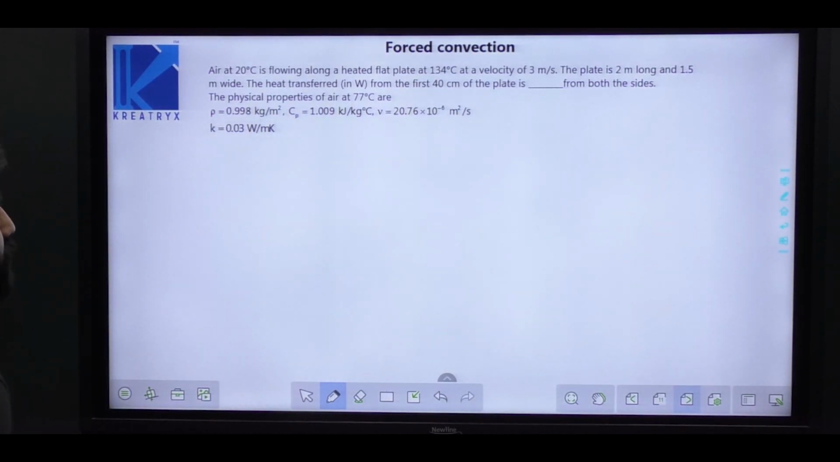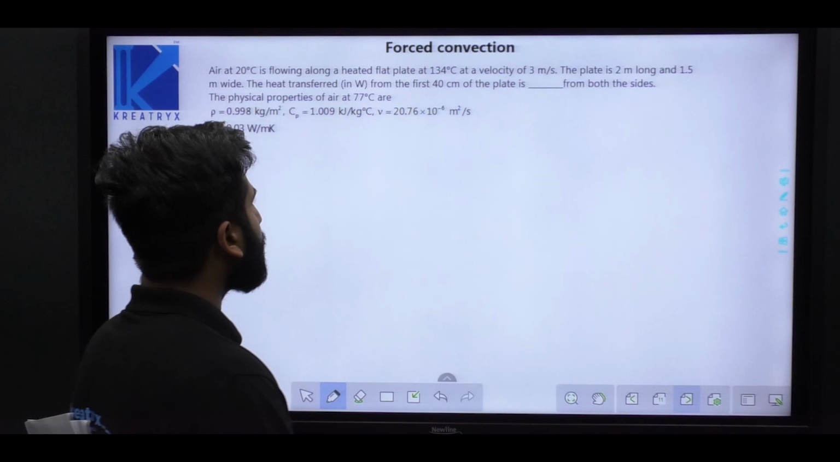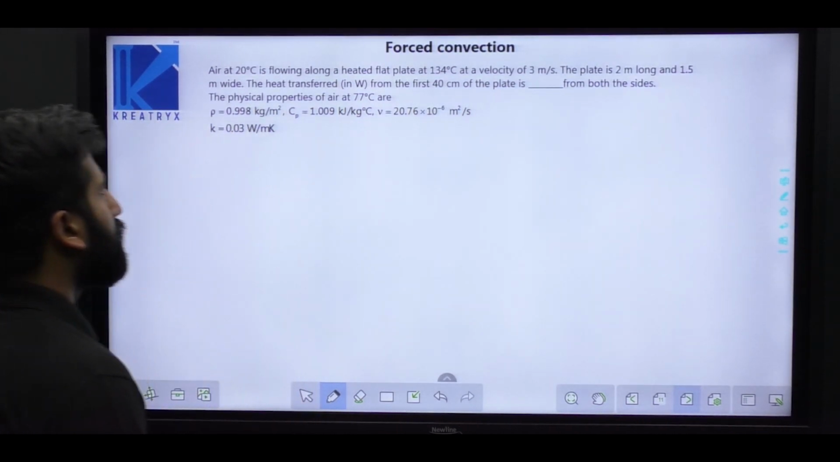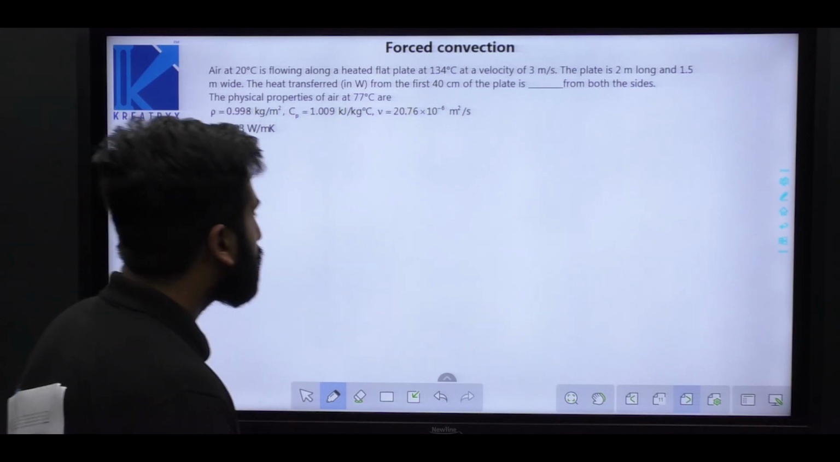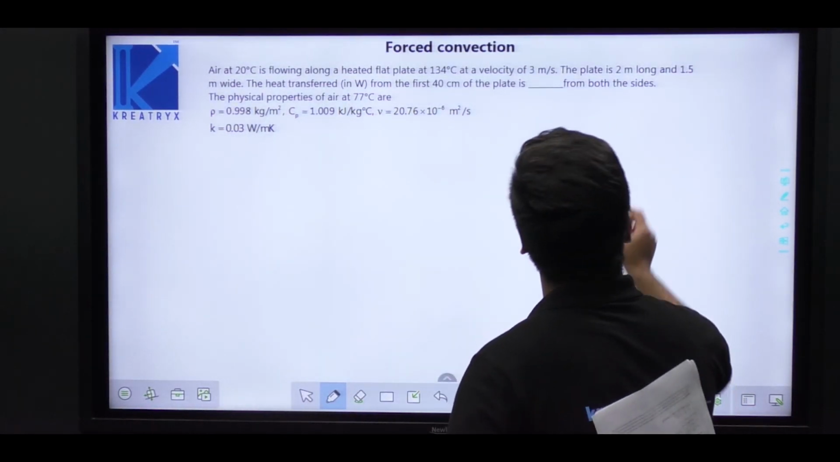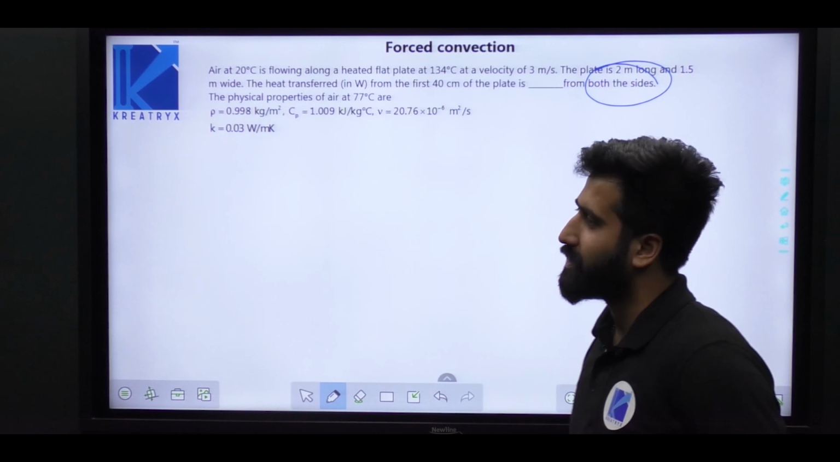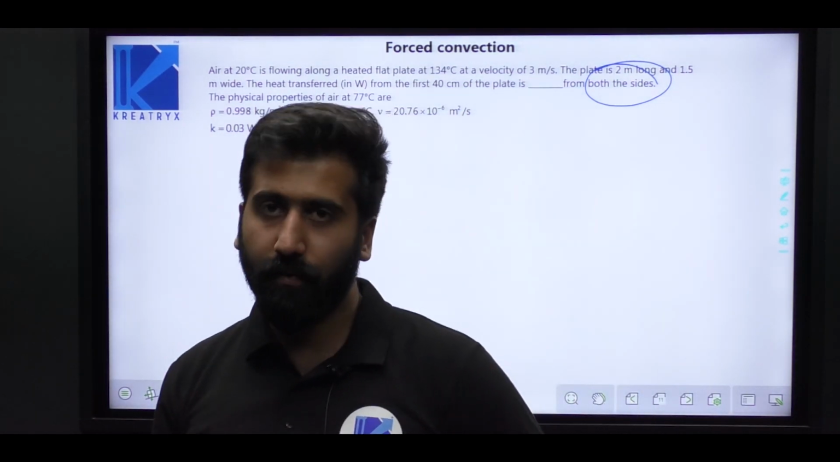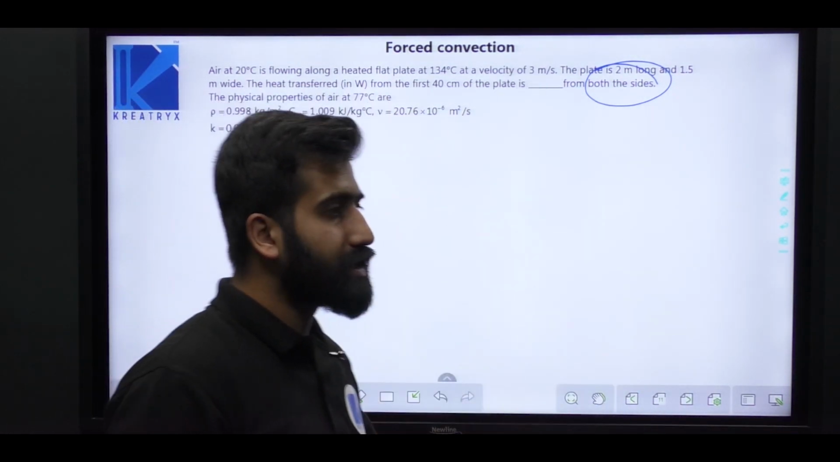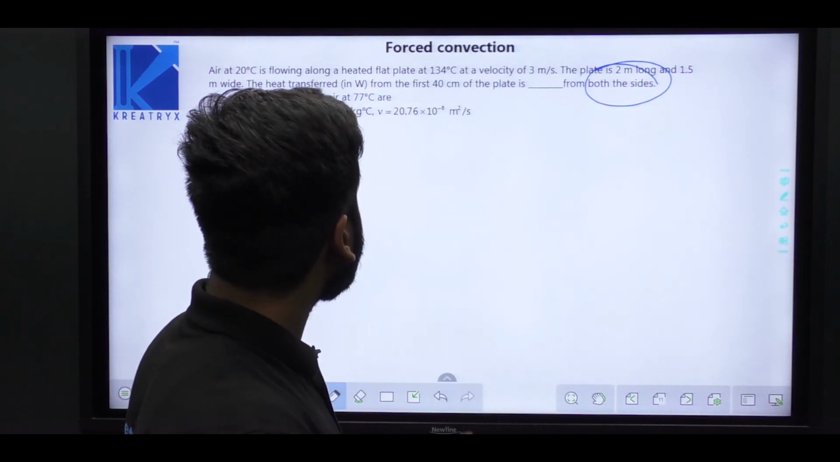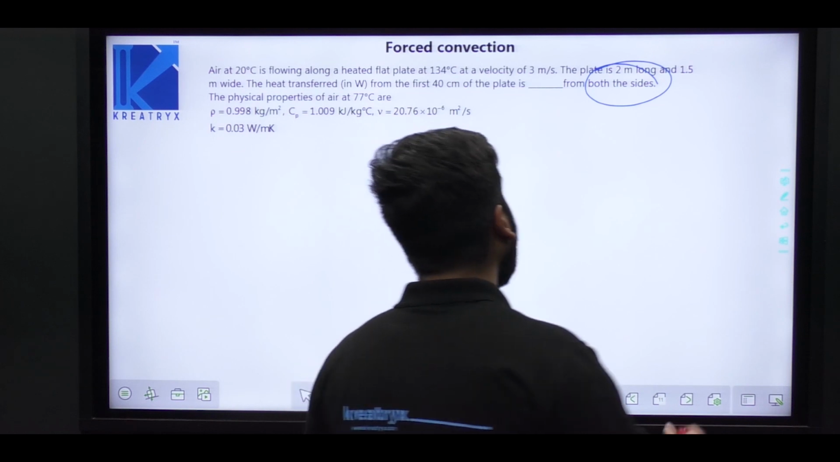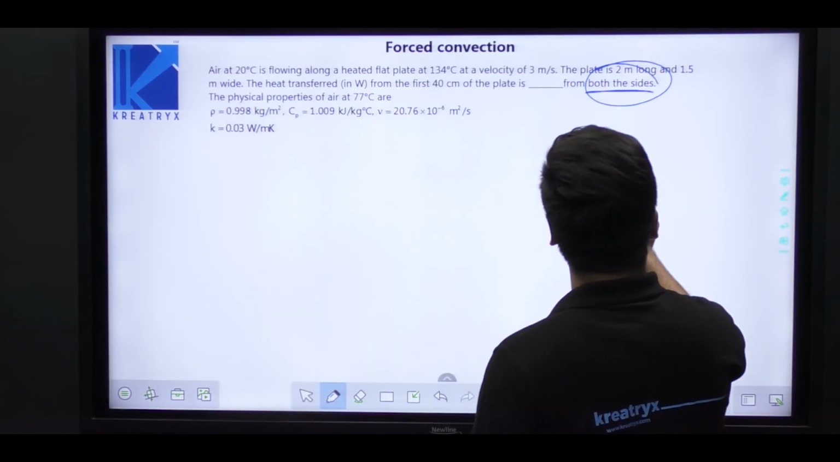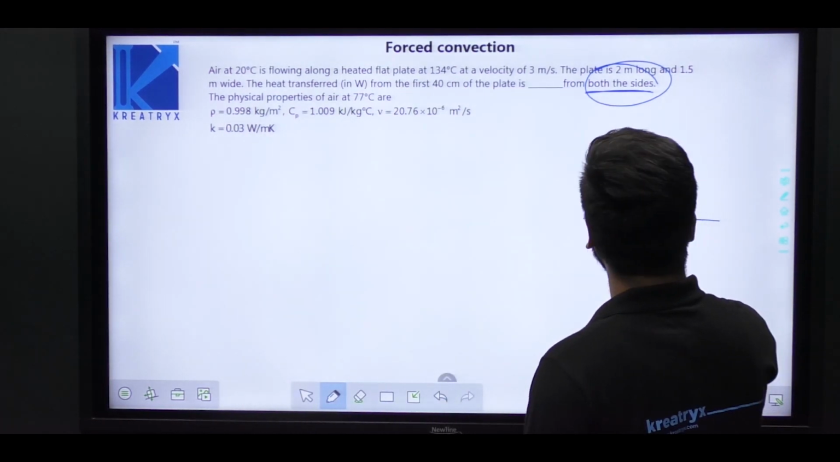The heat transferred from the first 40 centimeter of the plate is this, and from both the sides. From both the sides. Okay. Do not forget this. Many of you will forget this line, from both the sides. They'll find the heat lost from one side of the plate and they will fill that answer. Do not forget this. Okay. So this is a plate which is 2 meter long and 1.5 meter wide.